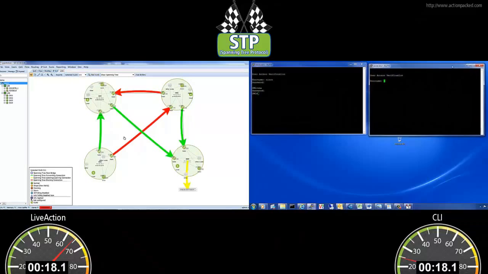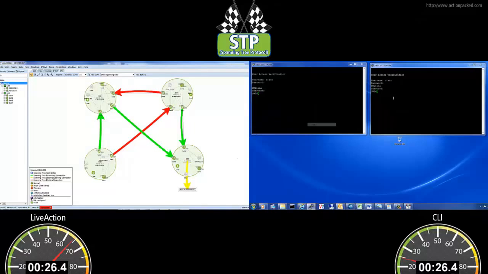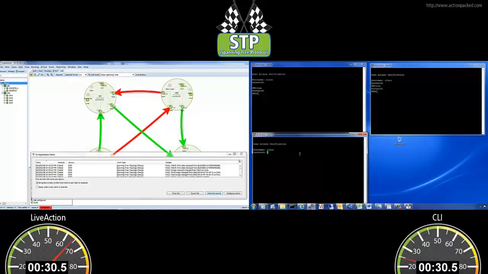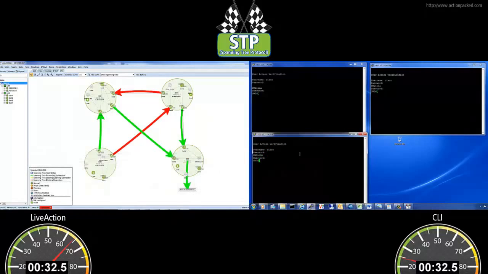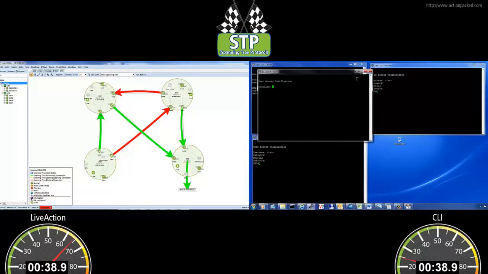Once the rogue switch has been added to the network and has taken over the role of root bridge, LiveAction instantly captures the switchover and alerts the user of this change on the STP topology. LiveAction will start seeing changes in port state. This will be depicted by the loss of the blue root bridge circle in addition to an arrow pointing off toward the newly elected root bridge.